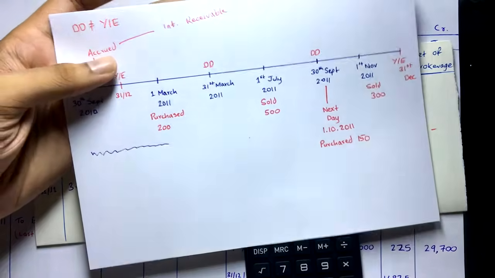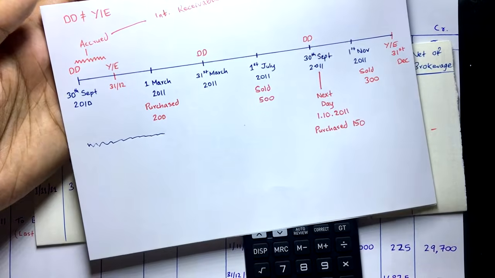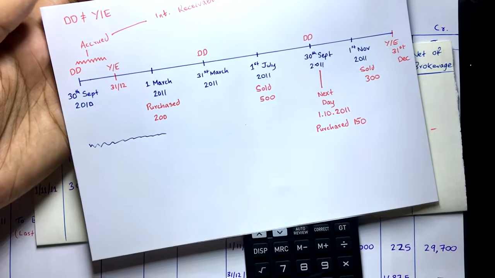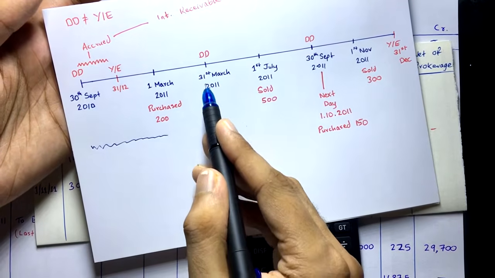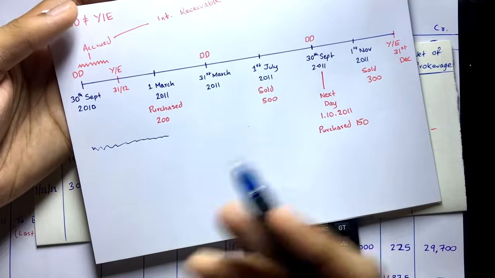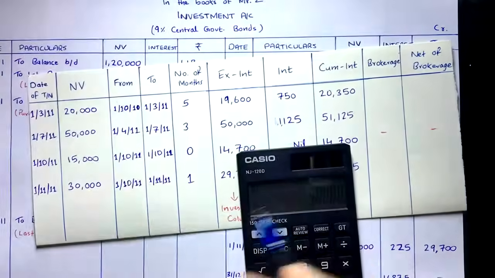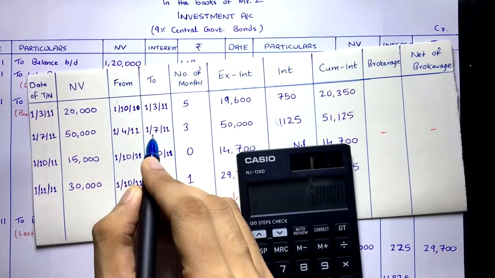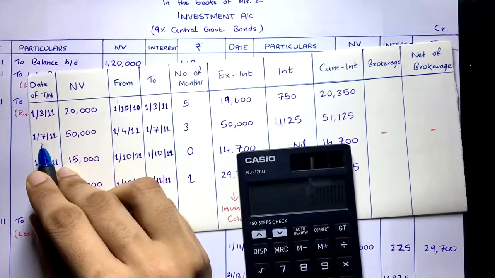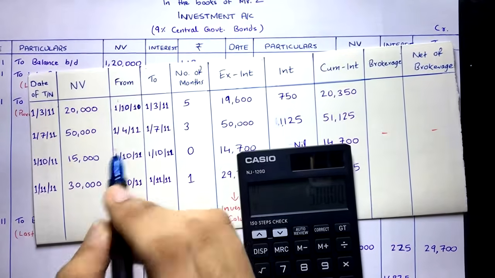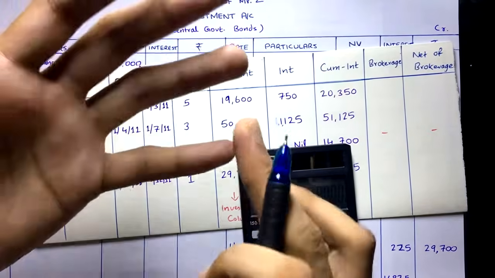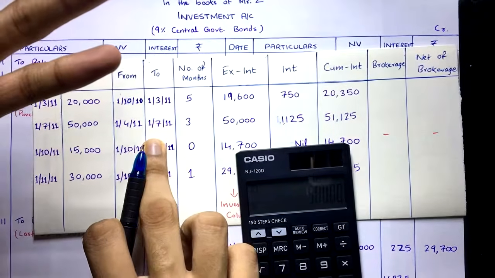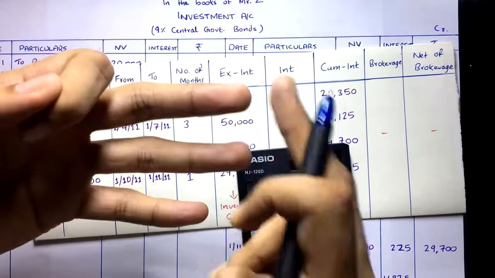So how are you going to calculate? Simple, the same shortcut: last due date till the date of transaction. The last due date was 31st March, so I can take the very next day, 1st April 2011, till the date of transaction, which is 1st July 2011. So how many months? April, May, June, and not July, since this is 1st July. So only 3 months.